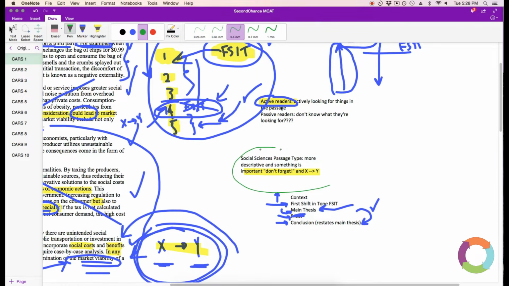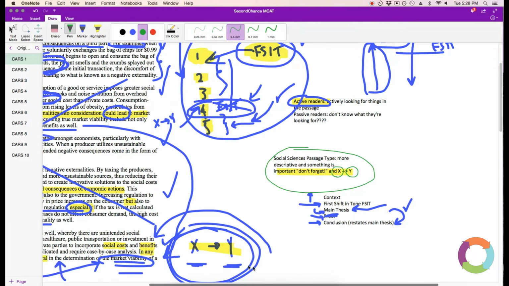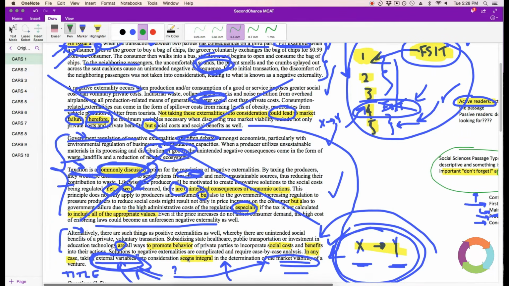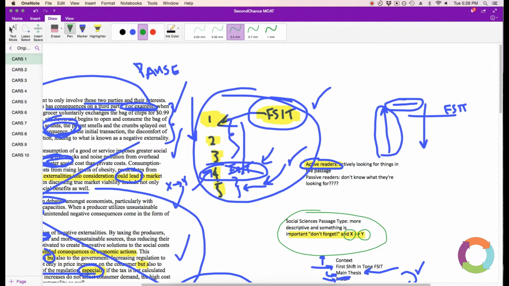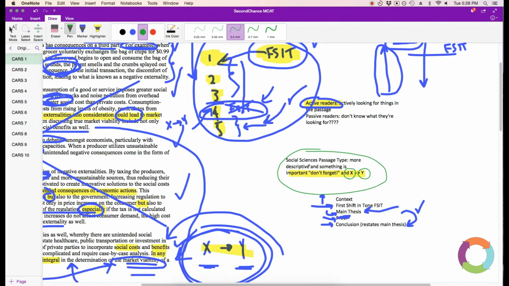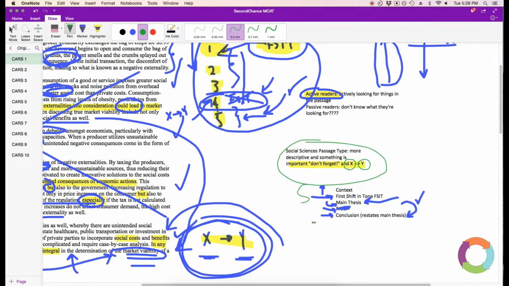Don't forget, taking into consideration external variables is important for the determination of market viability. Okay? And all of these strategies and processes and tools will help you be confident in your understanding of the main idea, because you know that that's how passages are usually written.